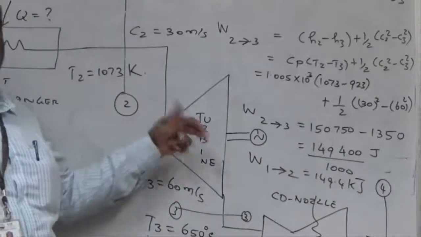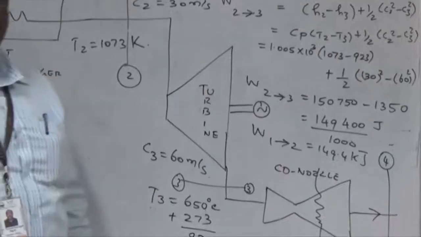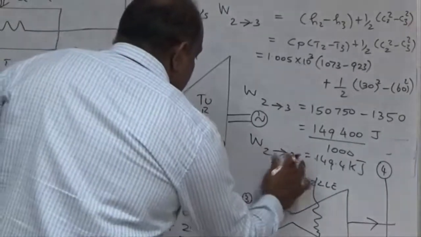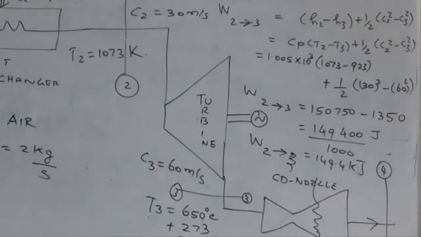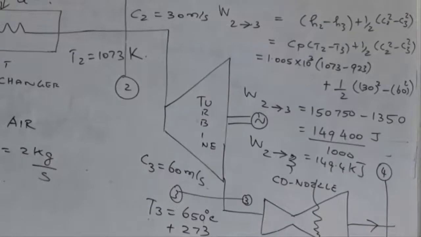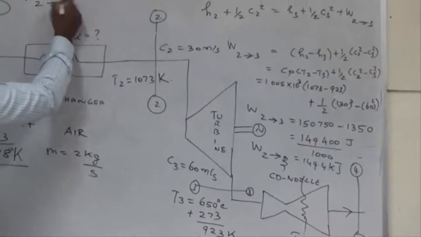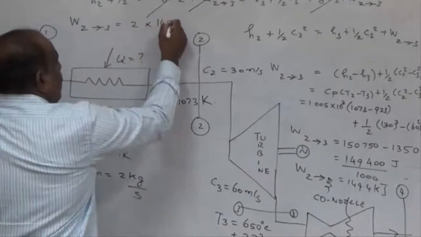If I send 2 kilogram of air, then what will be the power? It will be twice of this. So it's not W 1 to 2, sorry, it's W 2 to 3. This is the power produced by the turbine when 1 kilogram of air is sent. But we are going to find the amount of power generated when 2 kg per second of air is passed. So it is 149.4.